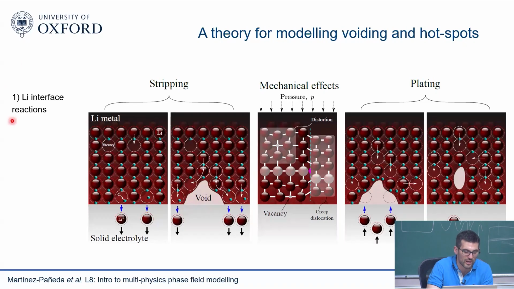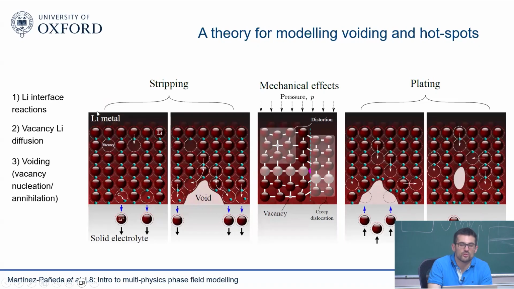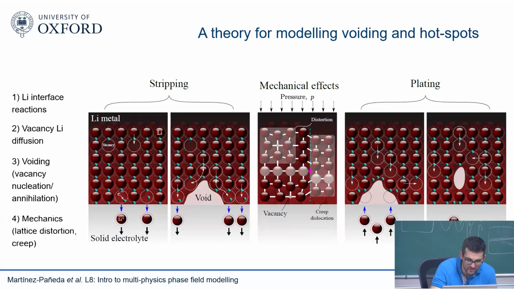But first, we need to capture the interface reaction, those atoms being taken away or being deposited. That we do through appropriate boundary conditions. You need to capture as well the vacancy diffusion, a transport equation to capture how the lithium moves within the metal. Then you need to capture the voiding. For that, we use the phase field. The physical mechanisms here are the nucleation of those vacancies, the coalescence of those vacancies, or their annihilation. This is how voids grow and shrink. This is our hypothesis.